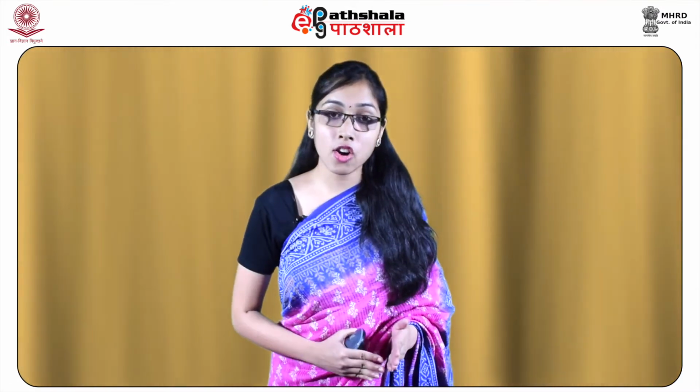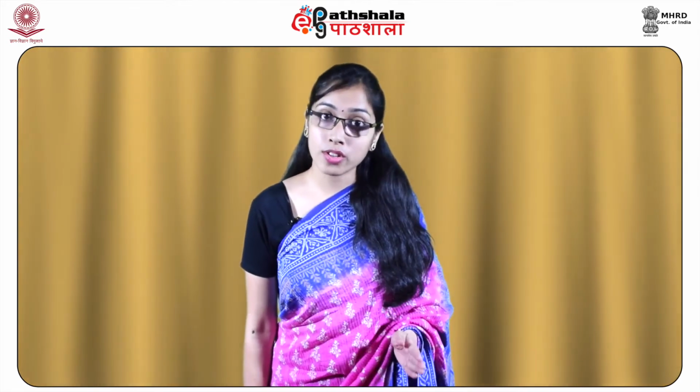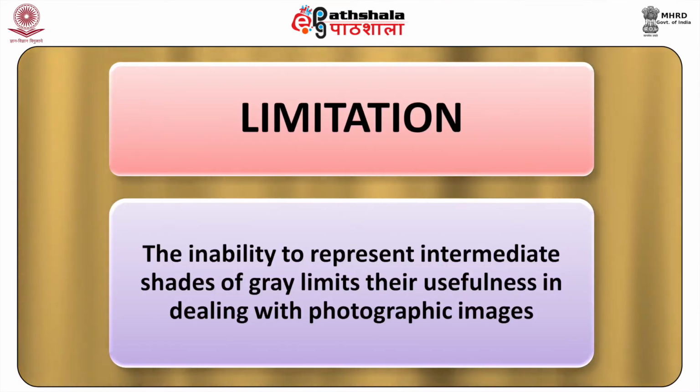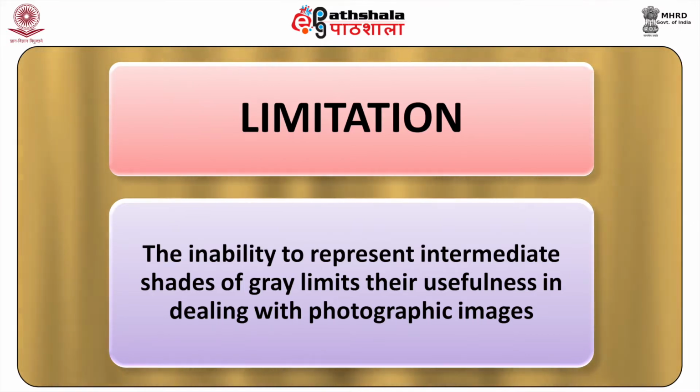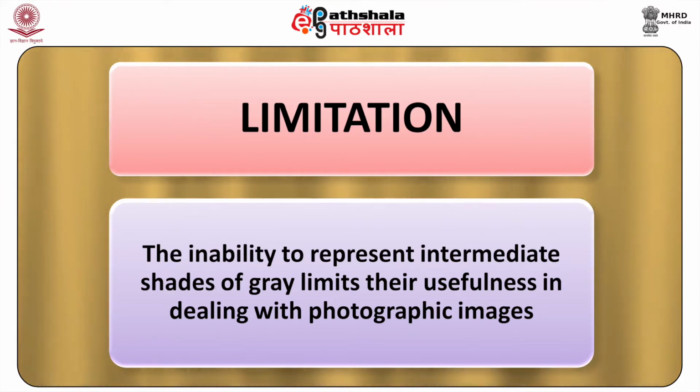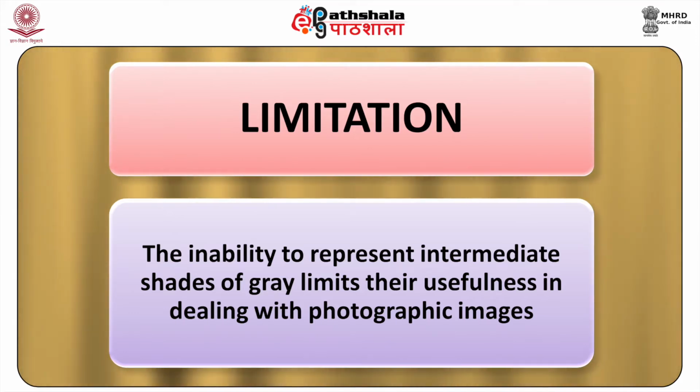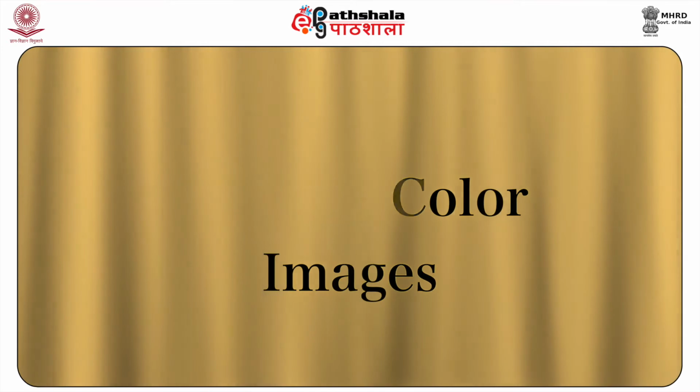In case of binary or bi-level images, only a single bit is employed so as to represent a single pixel. Each pixel in case of a binary image must be one of the 2 colors, that is black or white, as a single bit can exist only in 2 states, that is either the on state or the off state. This inability to represent the intermediate shades of grey limits their usefulness in dealing with photographic images. Next is the indexed color images.